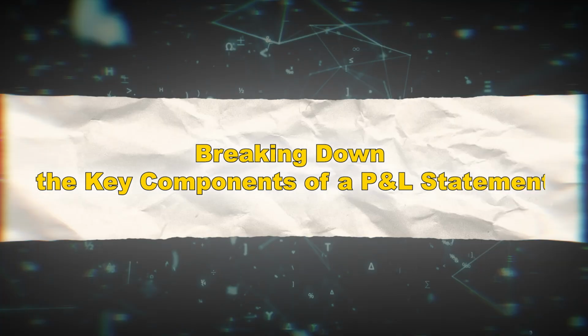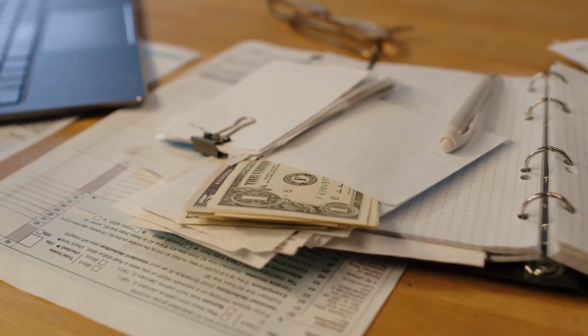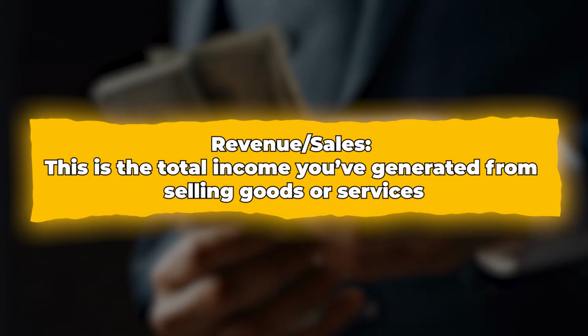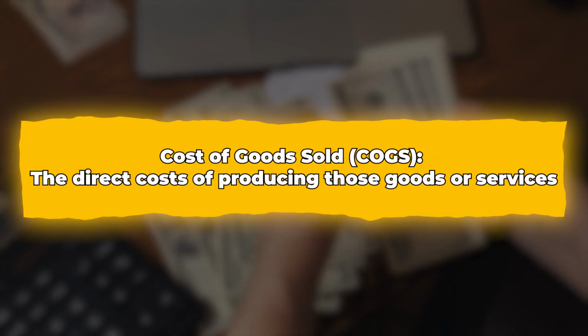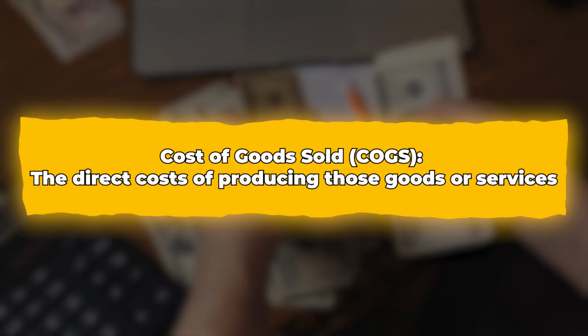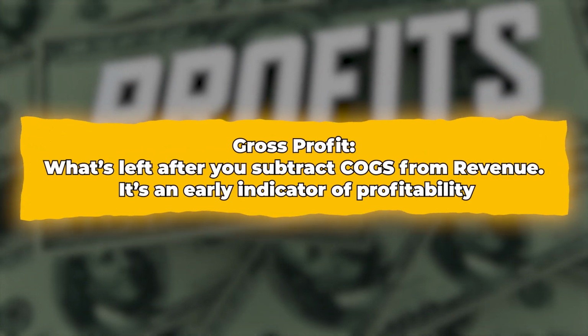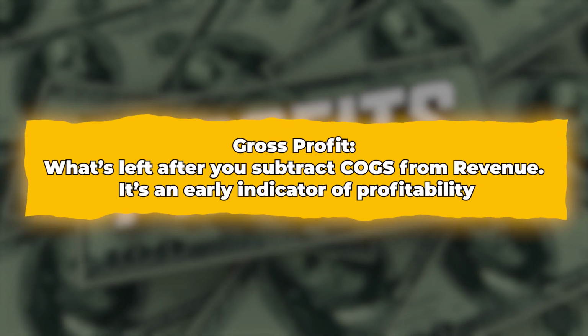Breaking down the key components of a P&L statement. So let's break down the P&L statement into its main parts. Revenue, or sales. This is the total income you've generated from selling goods or services. Cost of goods sold, COGS, the direct costs of producing those goods or services. Gross profit, what's left after you subtract COGS from revenue. It's an early indicator of profitability.